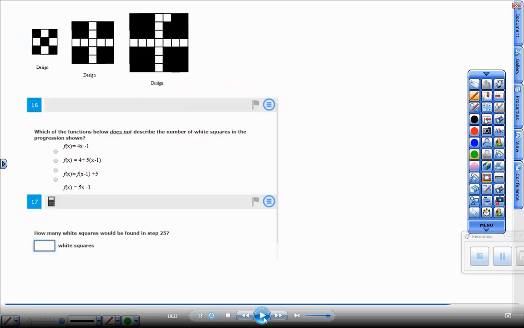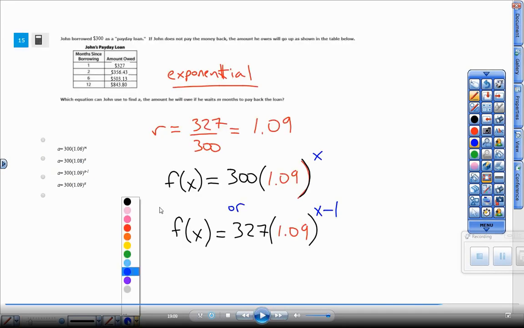And again, for a key sentence for that one, you could say, make sure you find R by dividing the previous one by the one before it. Maybe you could say write both forms of explicit before you look at your choices. You could say the 0 term always R to the x, or the first term R to the x minus 1. Those are key sentences. All right, last set.